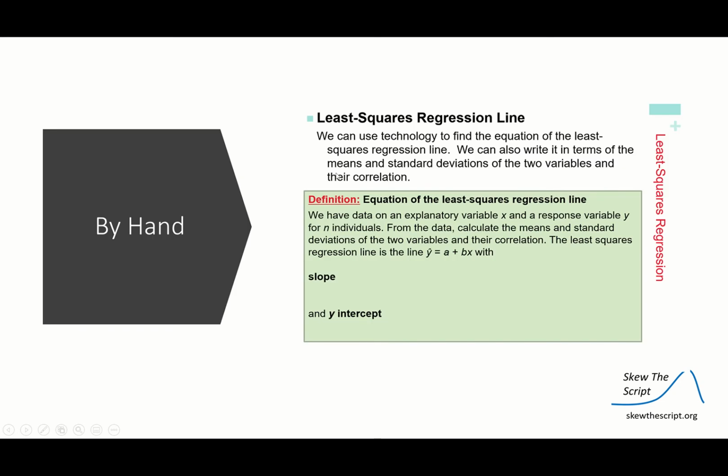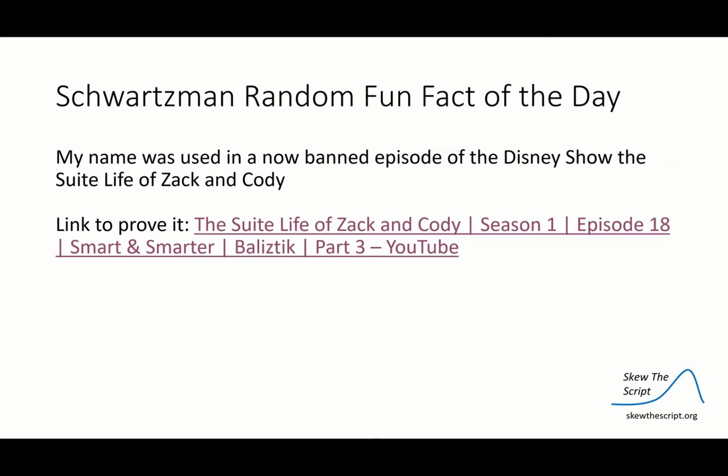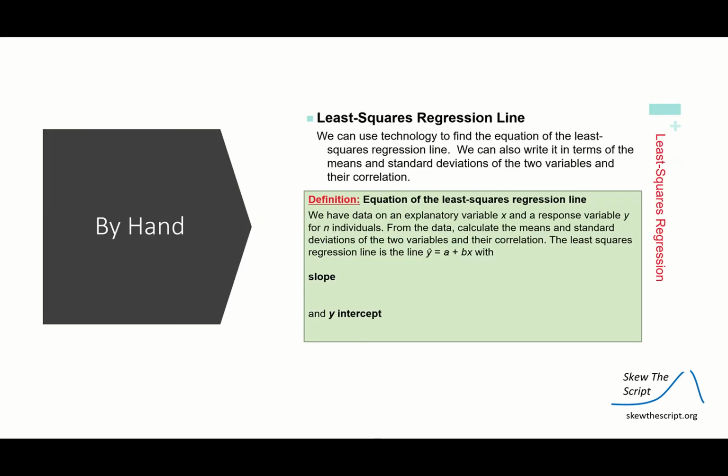Okay, so after that little intermission, let's talk about how you can calculate the least squares regression line by hand. We can use our calculators, and you would just do what you are used to doing in your calculator to find a regression line. That's going to give you the line of best fit. Or we can write it in terms of the means and standard deviations of the two variables and their correlation.